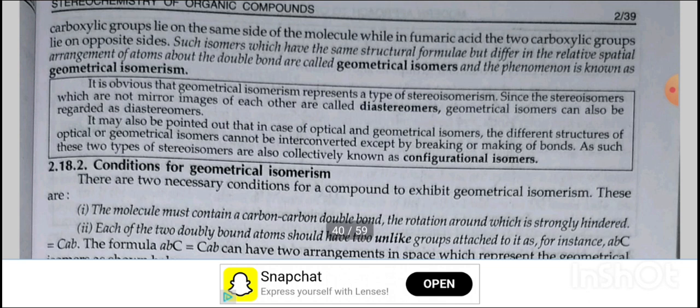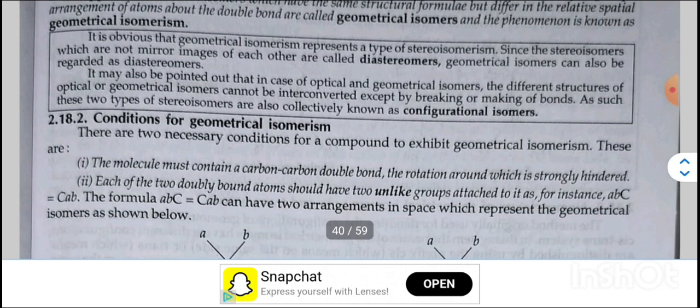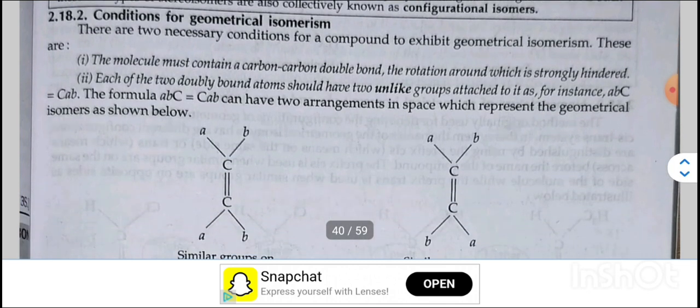It may also be pointed out that in the case of optical and geometrical isomers, the different structures cannot be interconverted except by breaking or making of bonds. As such, these two types of stereoisomers are also collectively known as configurational isomers. Condition for geometrical isomerism: there are two necessary conditions for a compound to exhibit geometrical isomerism. First, the molecule must contain a carbon-carbon double bond, the rotation about which is strongly hindered or restricted.